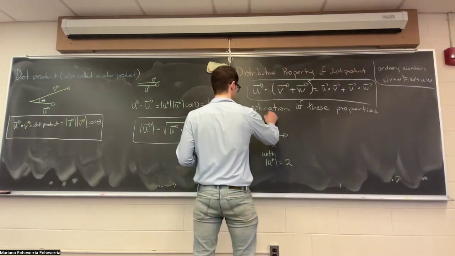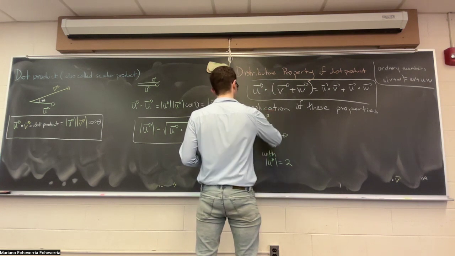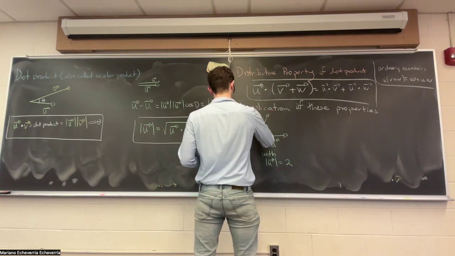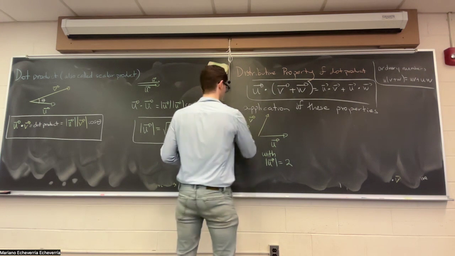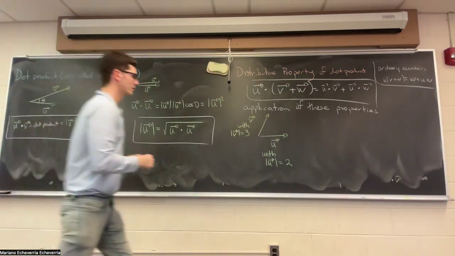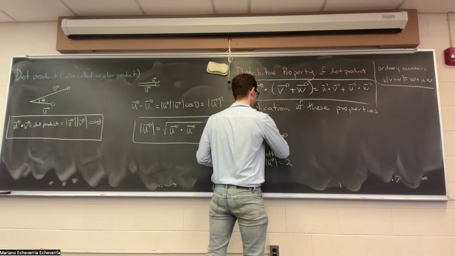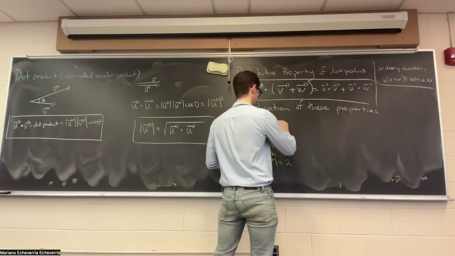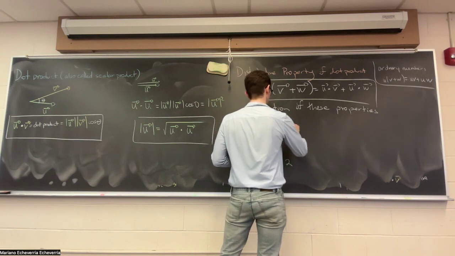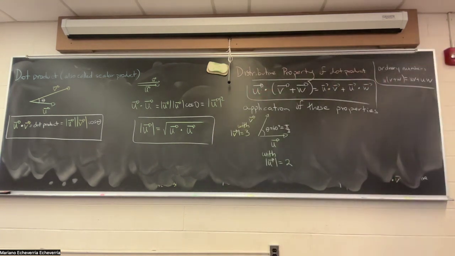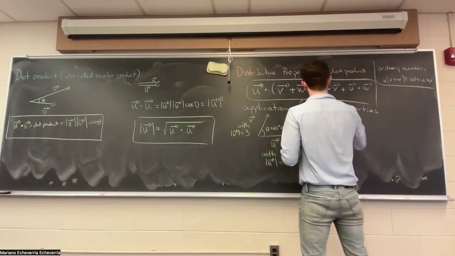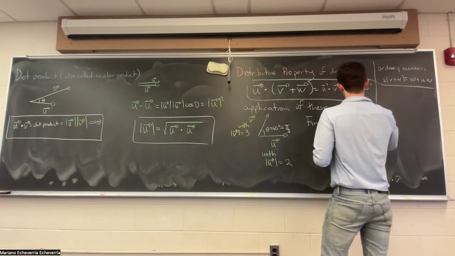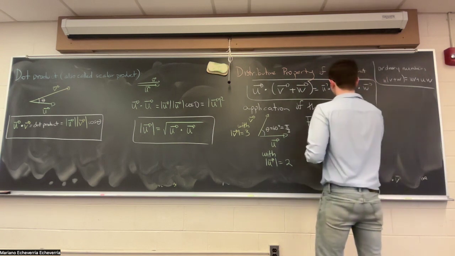And then I give you another vector v, with the length of v being 3. And I tell you that the angle between these vectors is, let's say, 60 degrees, which is pi/3. So a question could be to find the length of u plus v, just with this information.